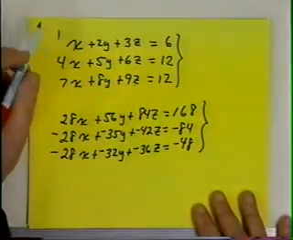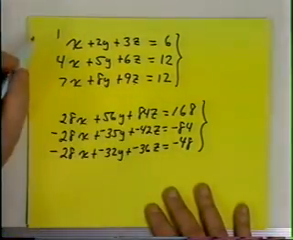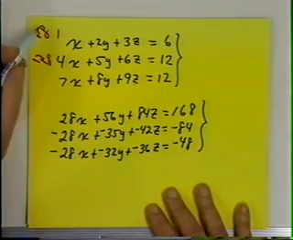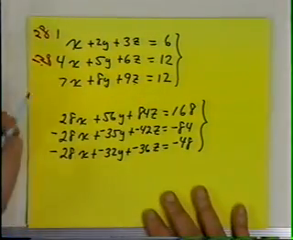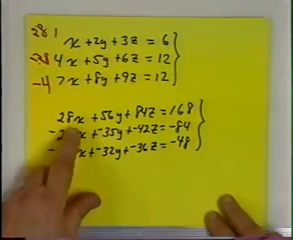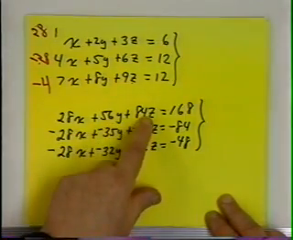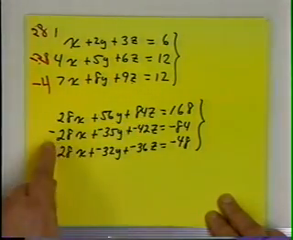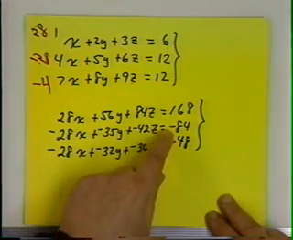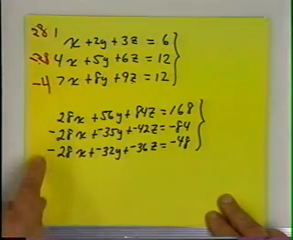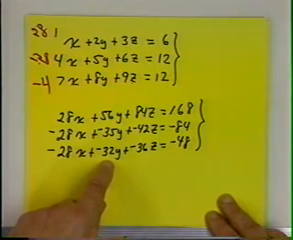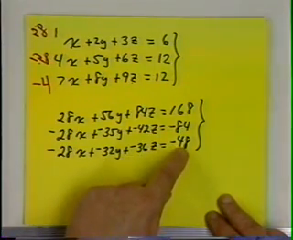Now again, the common denominator here is going to be 28. So I'm going to multiply the whole top equation by 28, the next equation by -7, because the 28 and the -28 will cancel when I subtract, and the whole bottom equation by -4. When I do that, look what I wind up with. 28x plus 56y plus 84z equals 168. -28x plus -35y plus -42z equals -84. And finally, multiplying the bottom equation by -4, we get -28x plus -32y plus -36z equals -48.